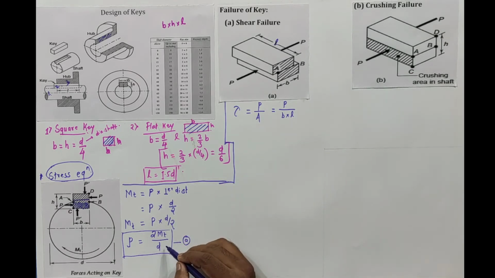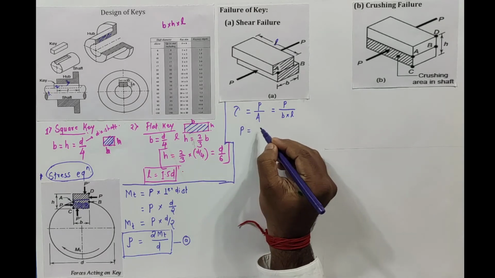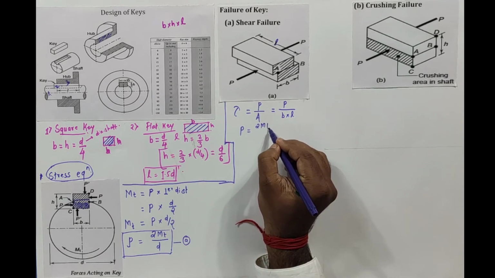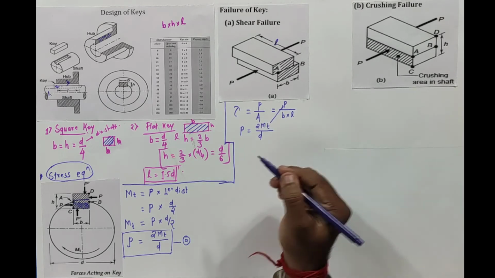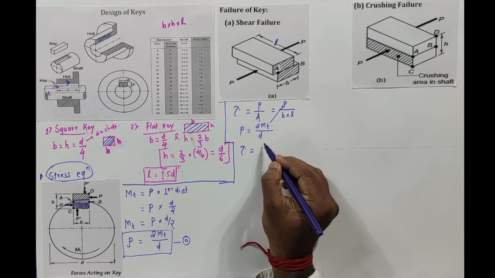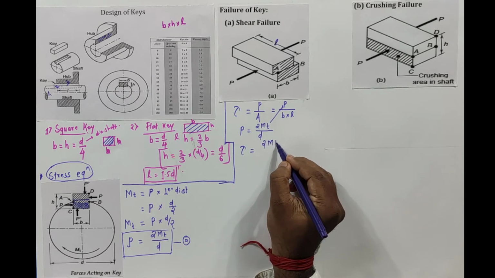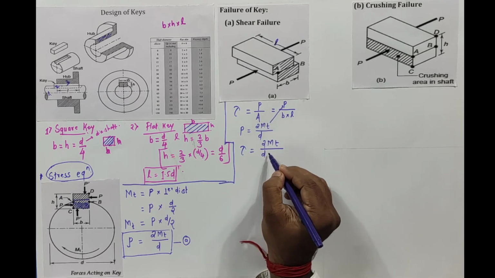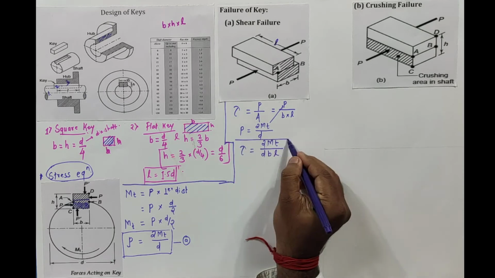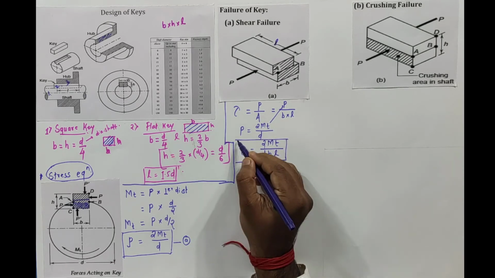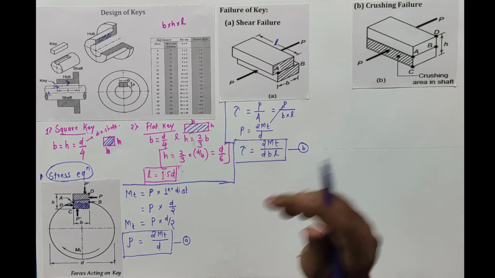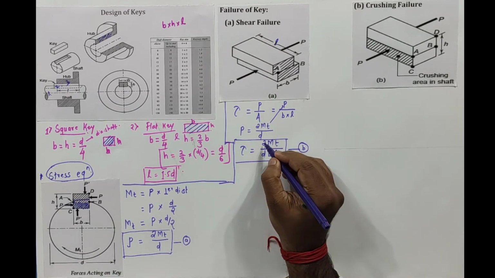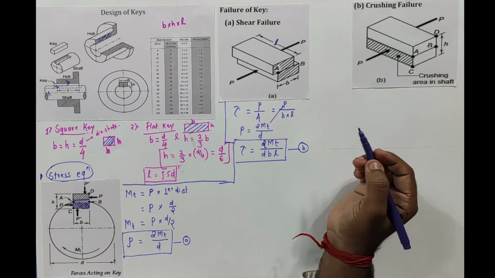Now we have calculated in equation 1, what is P? P is nothing but 2mt by d. So I put this equation here. So I'll get tau is equal to 2mt by dBl. Is that clear? So this will be your second equation, for shear failure. Very simple. Directly we have calculated it from the diagram.